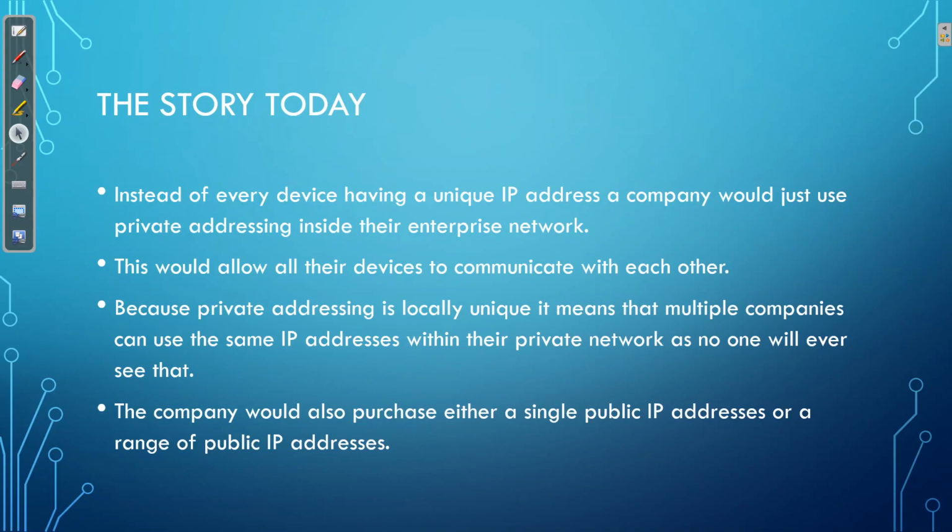And the beauty is that for those Class A, B, and C ranges, we could have multiple companies, and in fact we do have multiple companies, using the same private address ranges because it doesn't matter. We don't have any insight into that because when they communicate over the internet, which is what is important, they will be using public IP addresses. So again, this would allow devices within the same enterprise network, within company X, within company Z, to communicate.